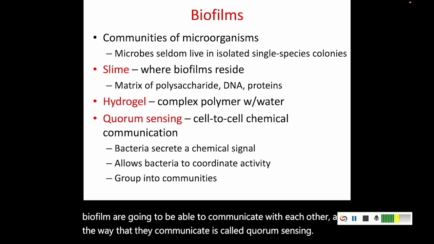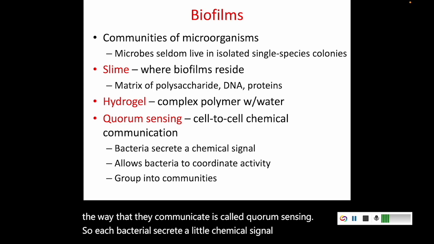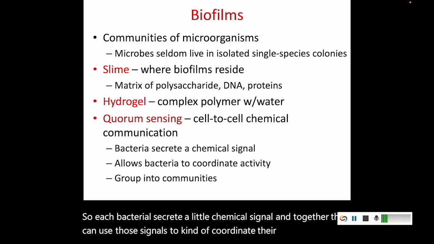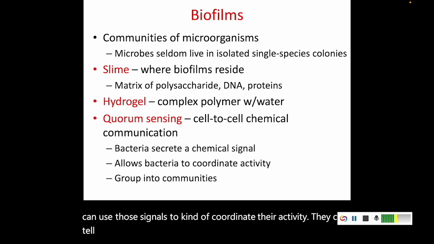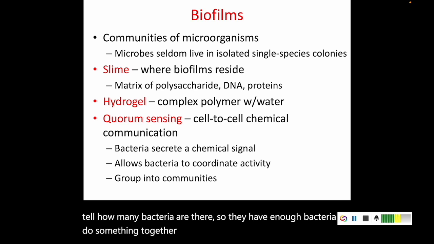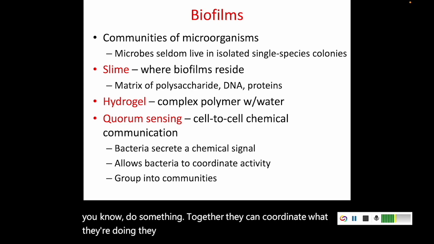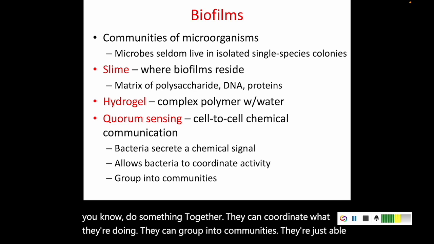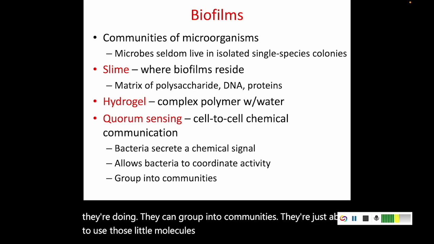So each bacteria will secrete a little chemical signal, and together they can use those signals to coordinate their activity. They can tell how many bacteria are there, so they have enough bacteria to do something together. They can coordinate what they're doing. They can group into communities. They're just able to use those little molecules, chemicals that they emit, to signal each other.